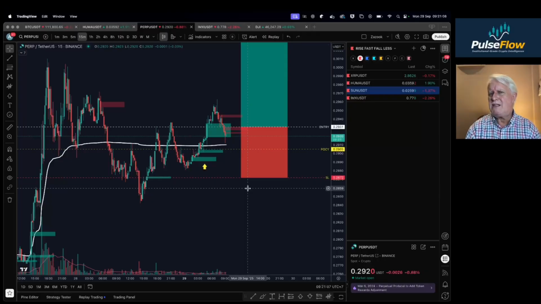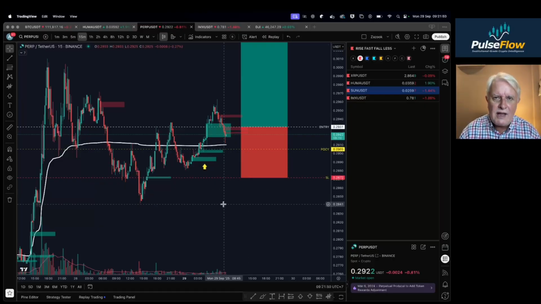Now you might be asking, in the previous video, you showed us points of control, and they were like where the bulk of the volume was traded on a specific day. Is that not similar to a VWAP? Well, no, not really. A POC is where the bulk of the volume was traded on a given day, whereas a VWAP is the average price weighted by volume. So that's an ever-moving target, and that's how we use it within PulseFlow.